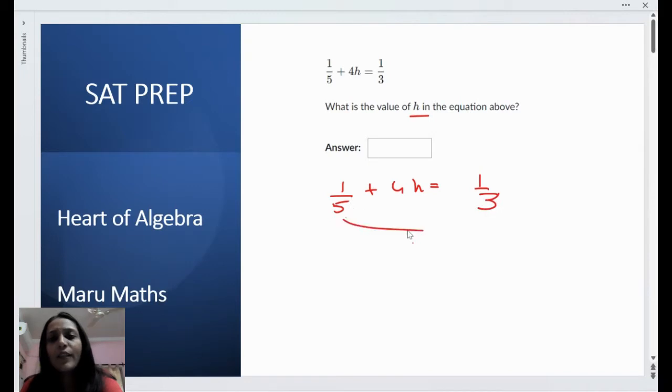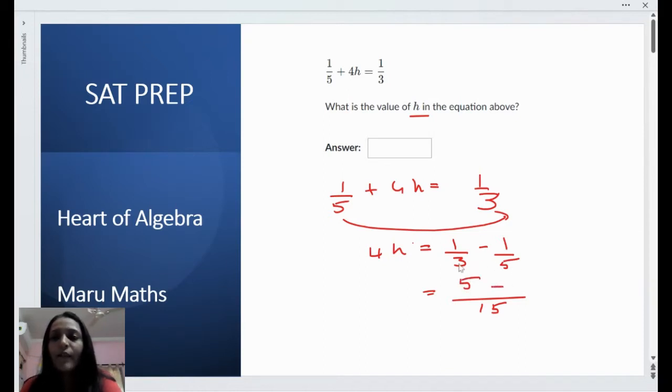The next thing I'll do is take the 1/5 to the other side. Whenever you move something from the left hand side to the right hand side, it changes sign. So it would become 1/3 minus 1/5. Now let's take the LCM, which is 3 times 5, 15. And 3 goes into 15 5 times, minus 5 goes into 3.